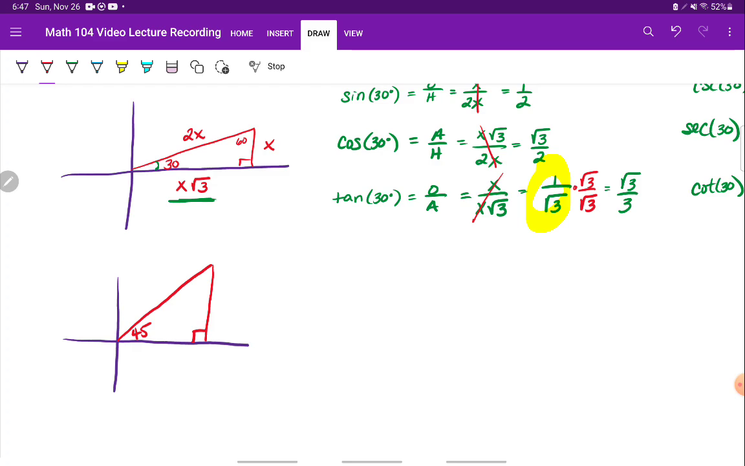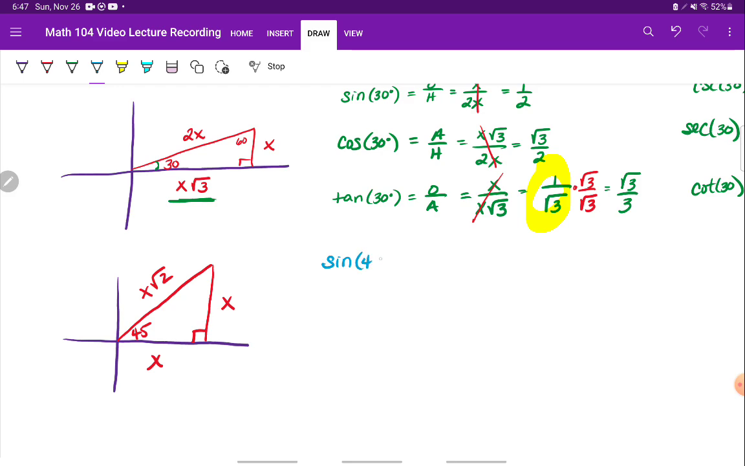Our generic sides for a 45, 45, 90 triangle is that the two sides are x. Remember, they're both the same. And our hypotenuse will be x times the square root of 2. And we'll do the same thing we did before with our 6 trig functions.